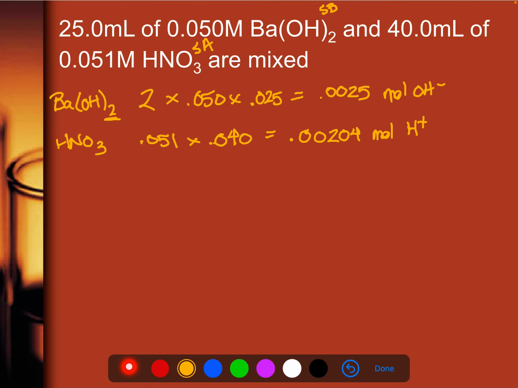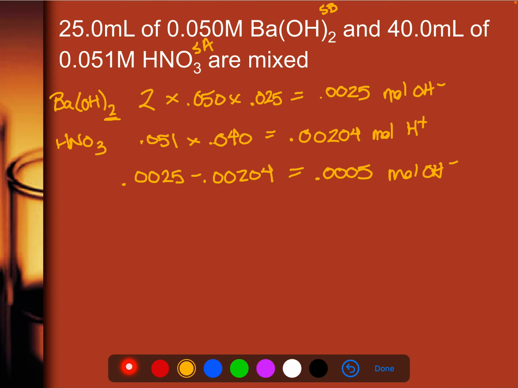Because these are opposite solutions, we do have to subtract them. And remember, always do the higher one minus the lower one. So if we do the 0.0025 minus 0.00204, that is going to be 0.0005 approximately moles of hydroxide that is excess. So since we have hydroxide left over, we would expect this to be a basic pH, so higher than 7.